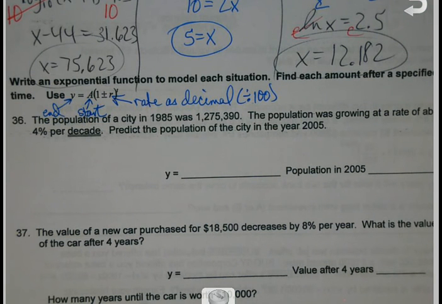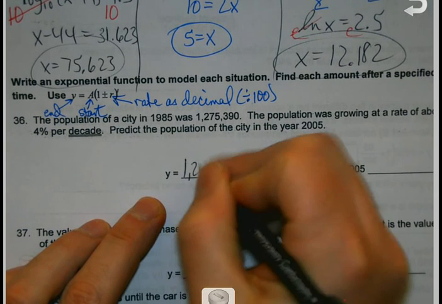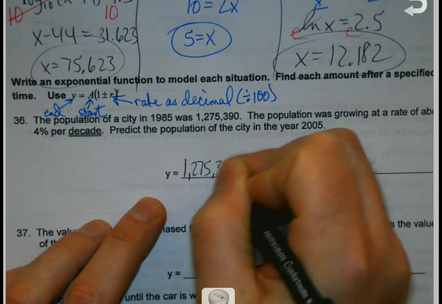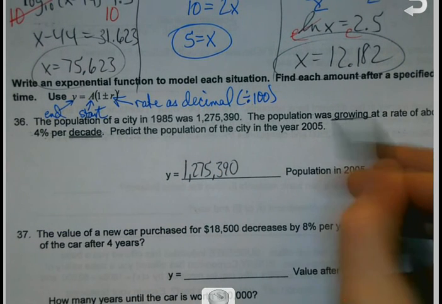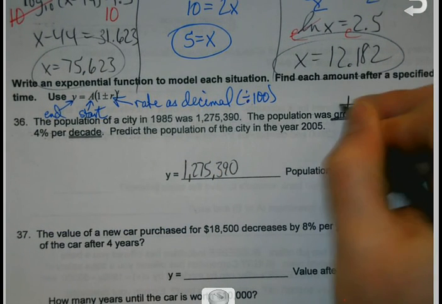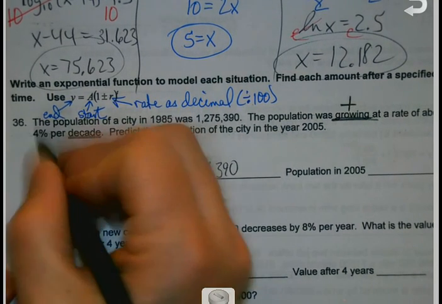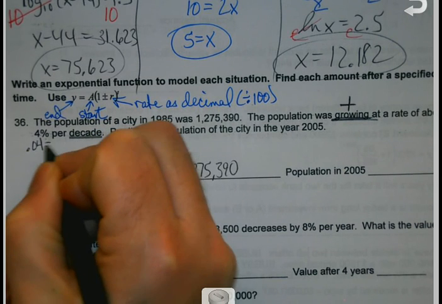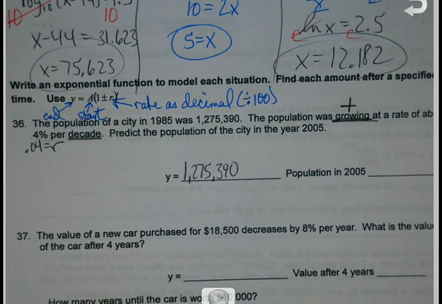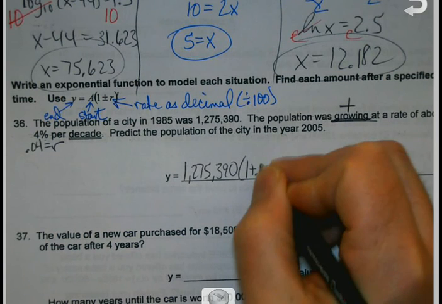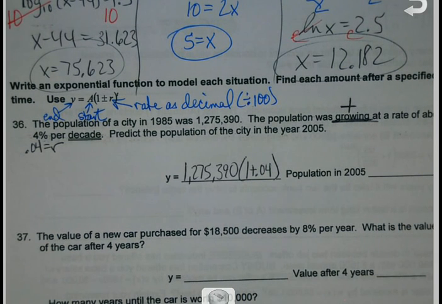So for instance, in our first one, population of a city in 1985 was 1,275,390. That's my A value. The population was growing, adding, at a rate of about 4% per decade. Again, if you don't know what the decimal is, just take 4 and divide it by 100. That would be my rate. And since it's growing, it's plus. Predict the population of the city in 2005.